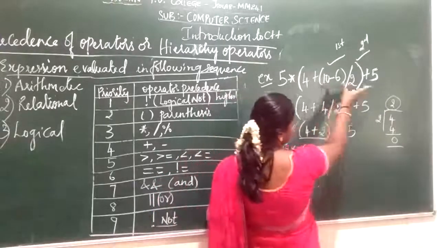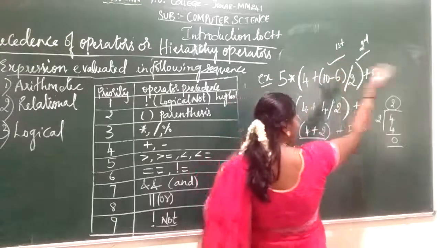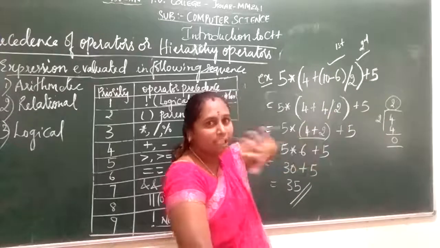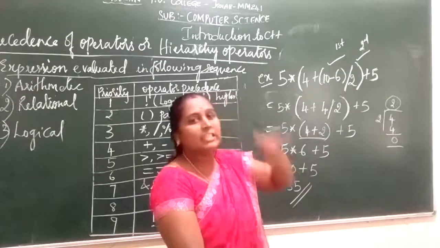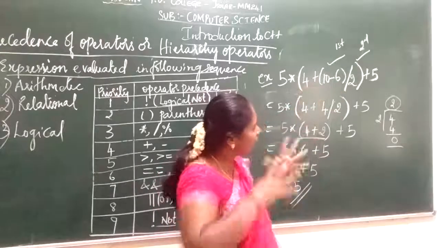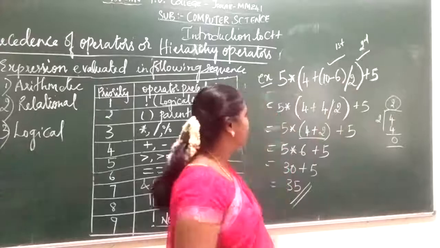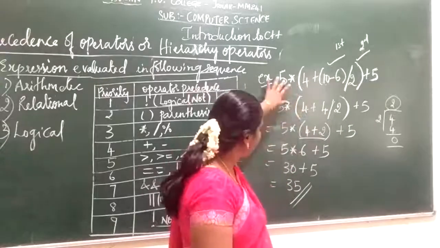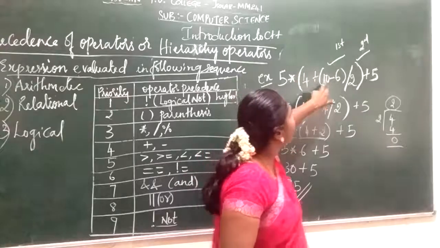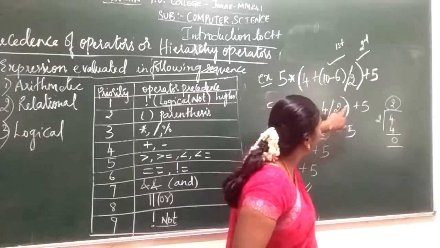One is the first parenthesis, and the second one. The innermost parenthesis will have the first priority, then the outermost parenthesis the second priority. First the innermost, the next innermost, then the outermost. So you differentiate like that. So first here 10 minus 6 will be evaluated. 5 star 5 into multiplication as it is. This 4 is written as it is, plus as it is. 10 minus 6 is nothing but 4, and the division symbol as it is, 2 plus 5.